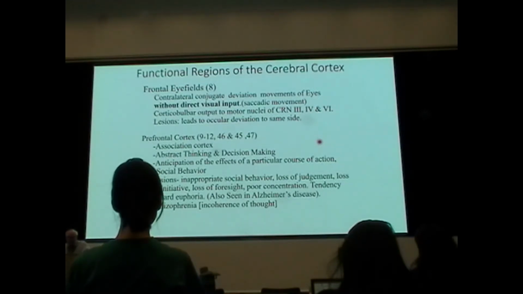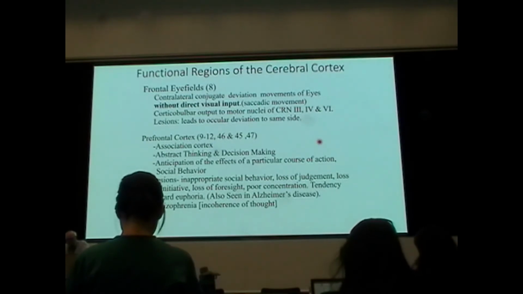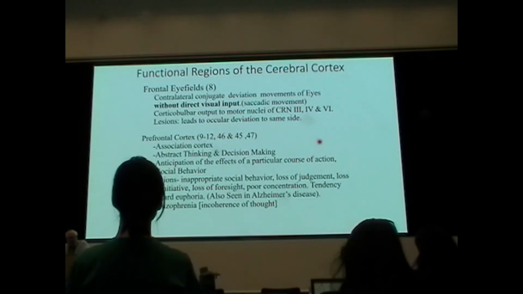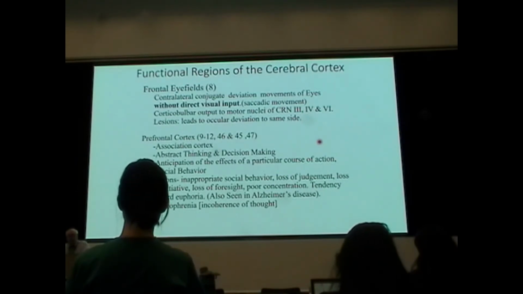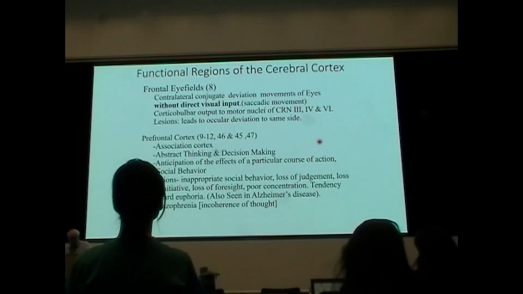Okay, prefrontal cortex. Brodmann's areas 9 to 12, areas 46, 45, 47. This is an association cortical area. This is associated with abstract thinking and decision making. This is anticipation of the effects of a particular course of action or social behavior.